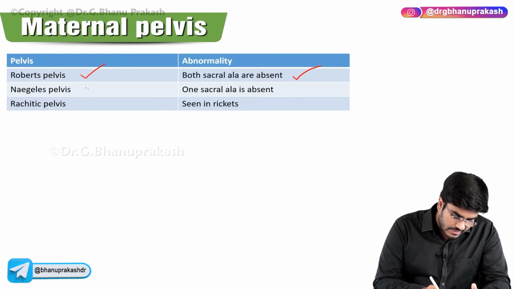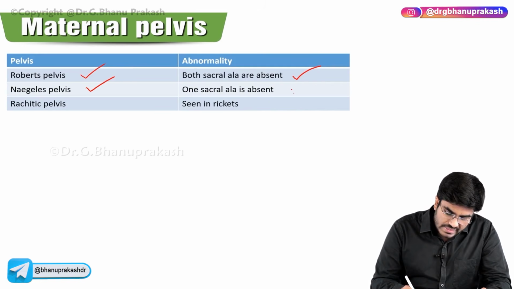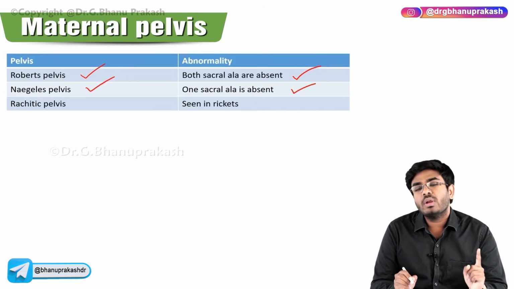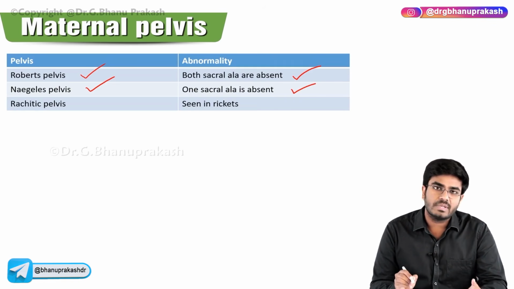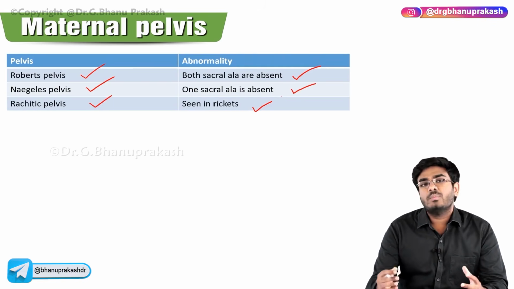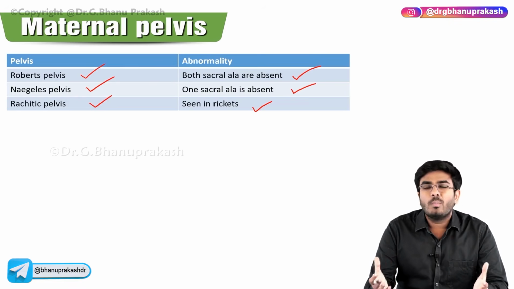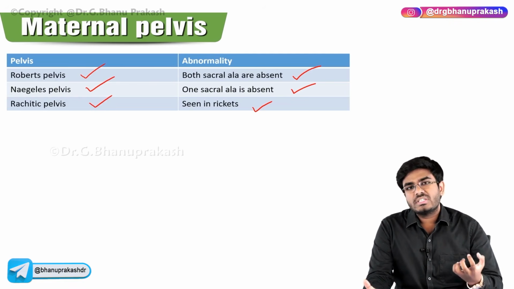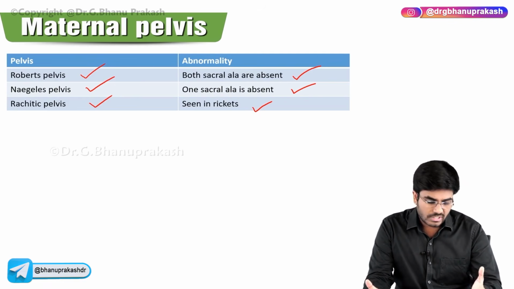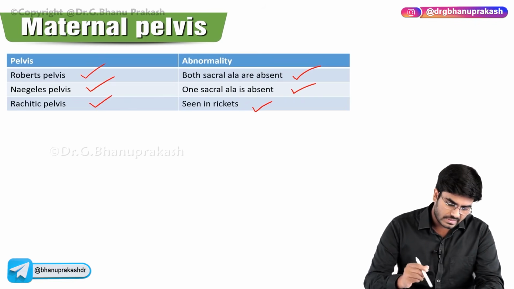And Naegele's pelvis. What exactly is Naegele's pelvis? There is absence of one sacral ala. If both the sacral alae are absent, it is known as Robert's pelvis. If only one sacral ala is absent, that is known as Naegele's pelvis. Now, rachitic pelvis is seen in rickets. We know rickets is a condition associated with abnormal bones. Because of the deficiency of vitamin D during childhood, there is improper bone formation. Such abnormalities can lead to a rachitic pelvis.